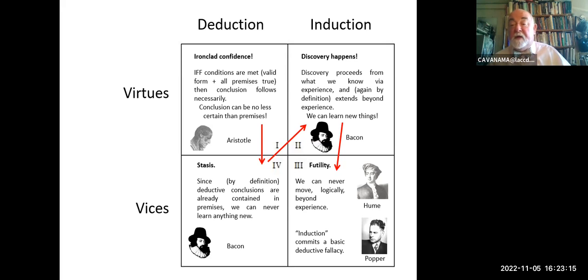In the 20th century comes along Karl Popper and says, I'll see you and raise you, Hume. There's another vice to induction, and that is this. What passes for induction is actually not a separate form of reasoning. It is a special form of deduction, and moreover, it is a known bad form of deduction. Induction commits a basic logical fallacy. That's also a pretty strong claim. Let's see how this works out.